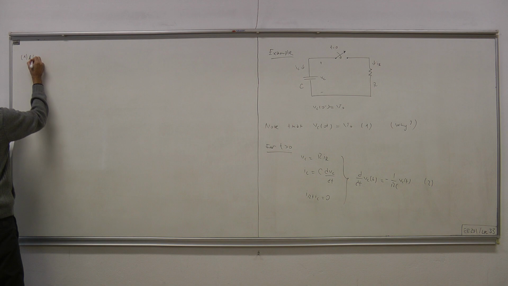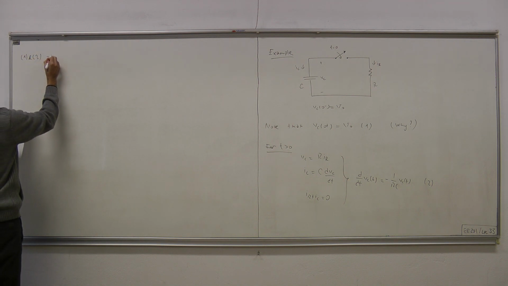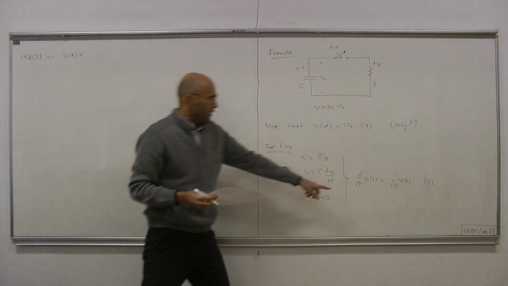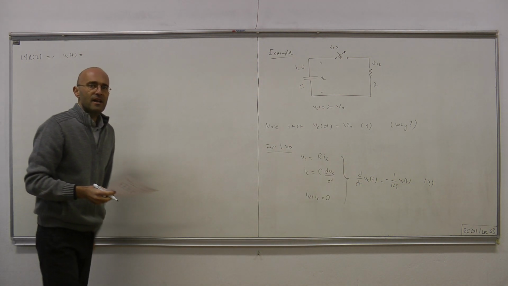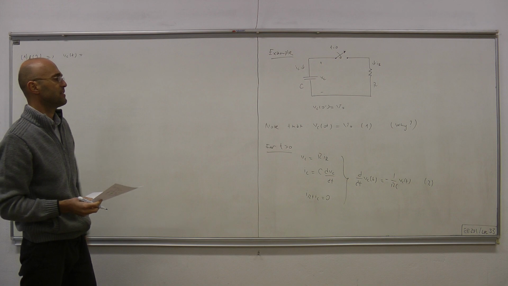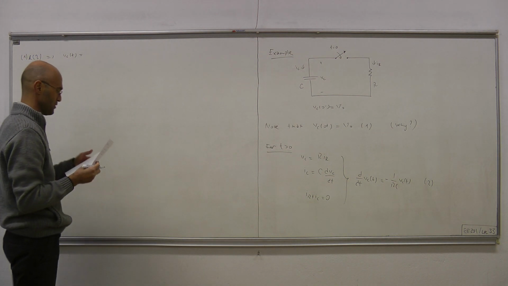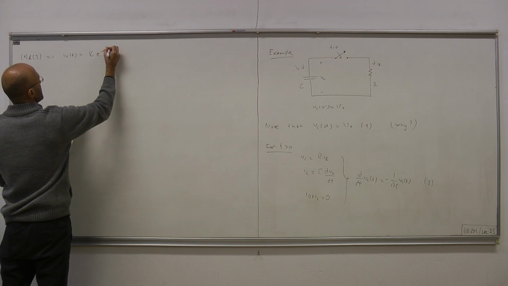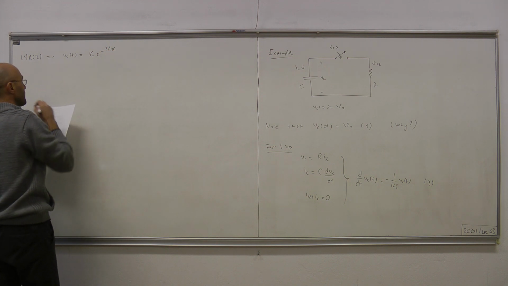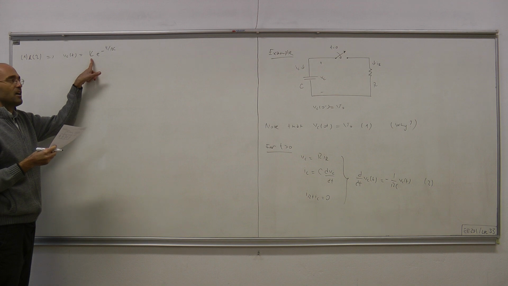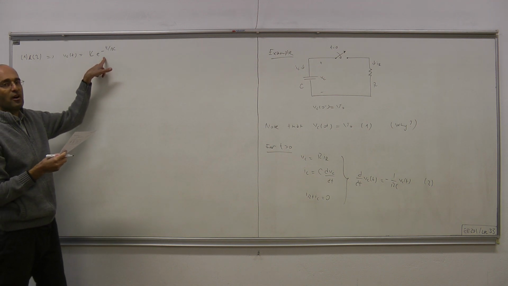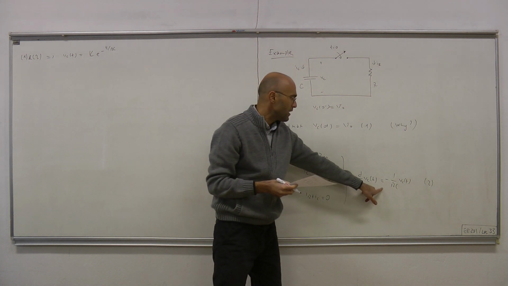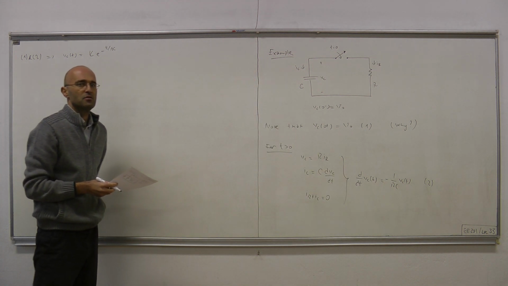Now 1 and 2 implies what? Okay. Now here we have a differential equation, and it admits a family of solutions, namely e to the minus t over RC. Any constant K times this function, exponential e to the minus t over RC, would satisfy this differential equation 2.